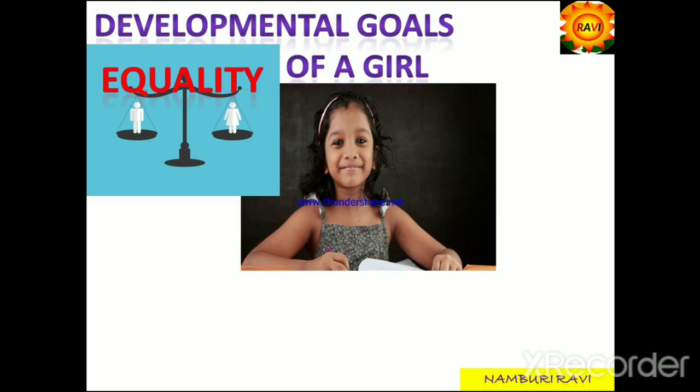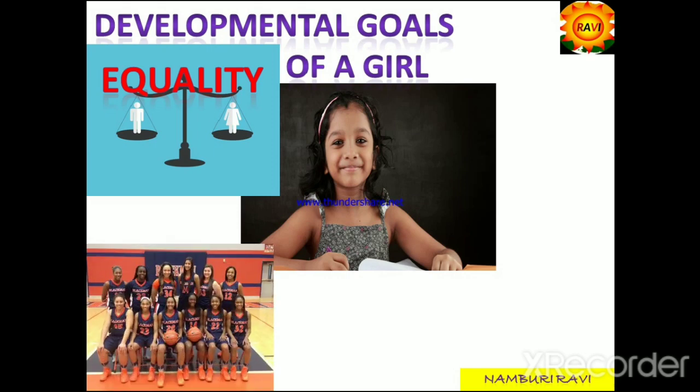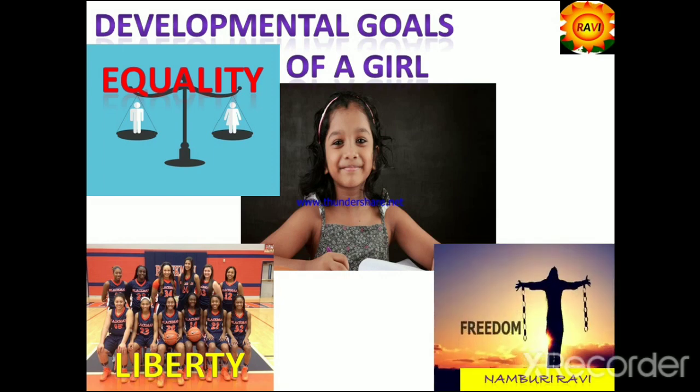So that is why girls generally expect equality with their brothers from their parents. That is the first developmental goal of a girl. Then the second developmental goal of a girl is liberty. Because whatever work they are doing at home, the parents are always restricting them: being a girl, you should not do like this, you should not do like this. She doesn't want to listen to such restrictions and instructions from her parents. That is why liberty is the second developmental goal of a girl.